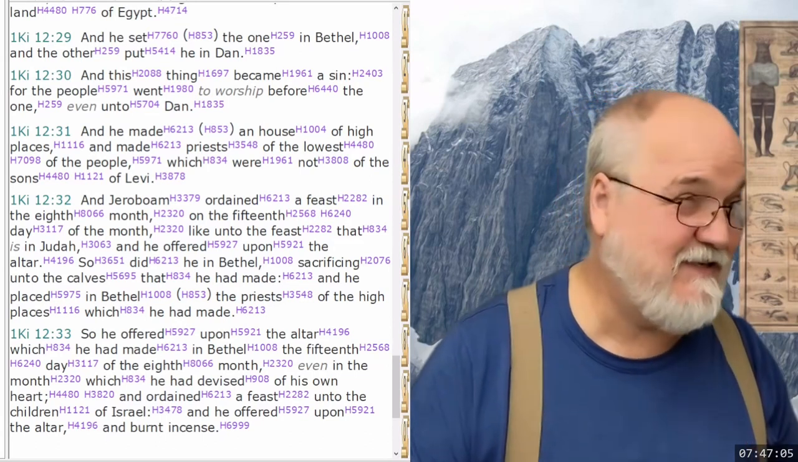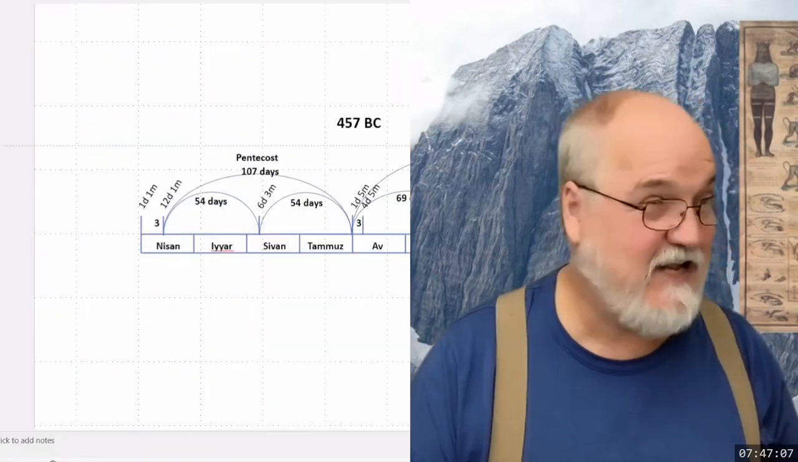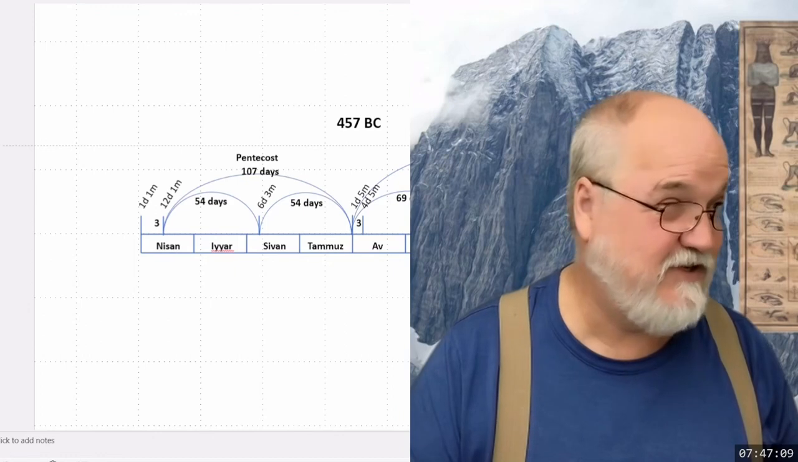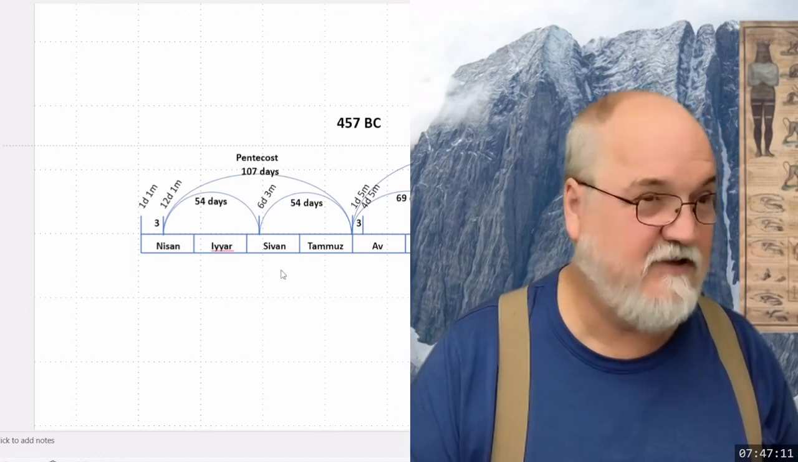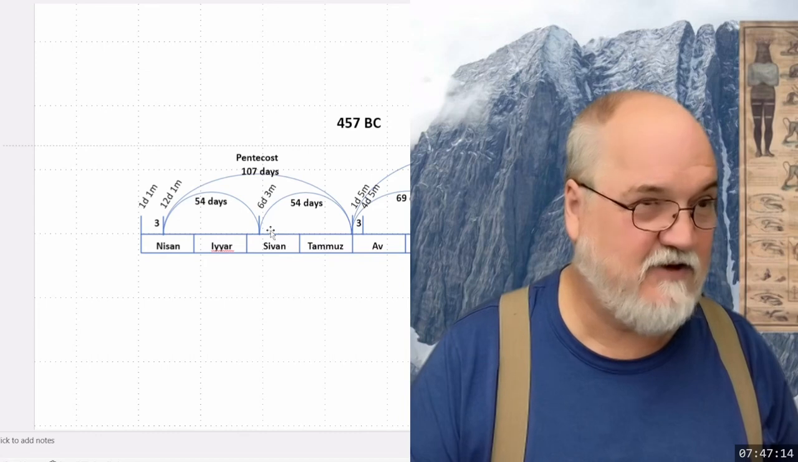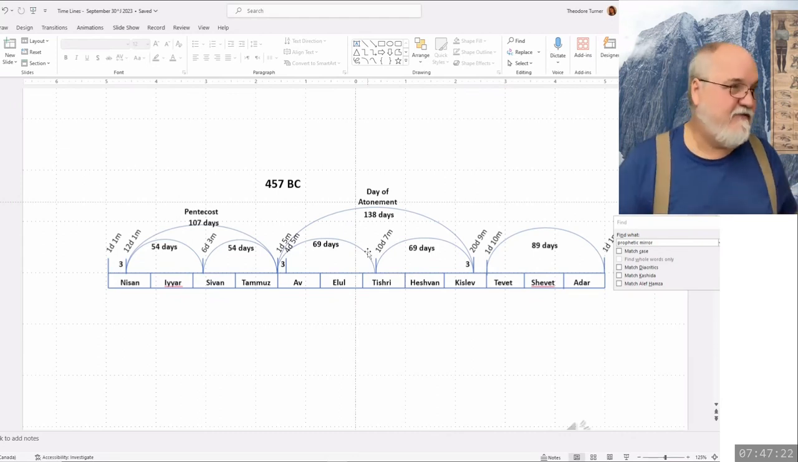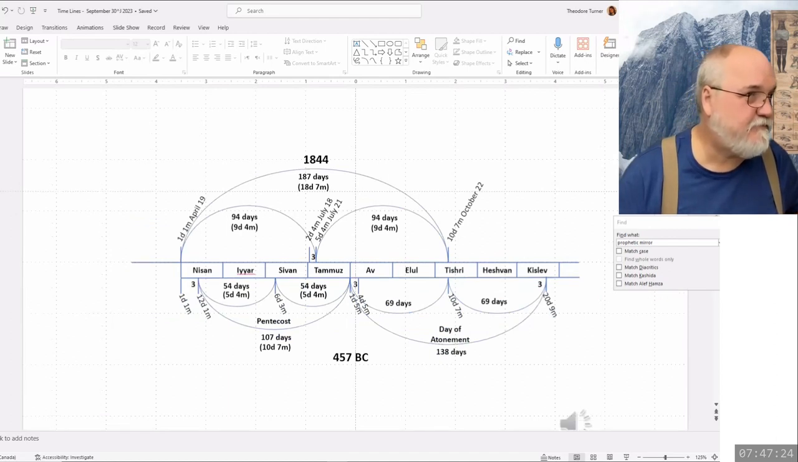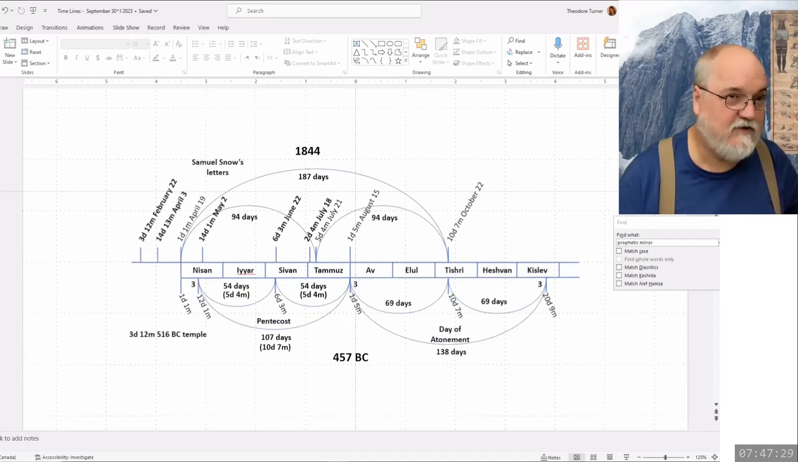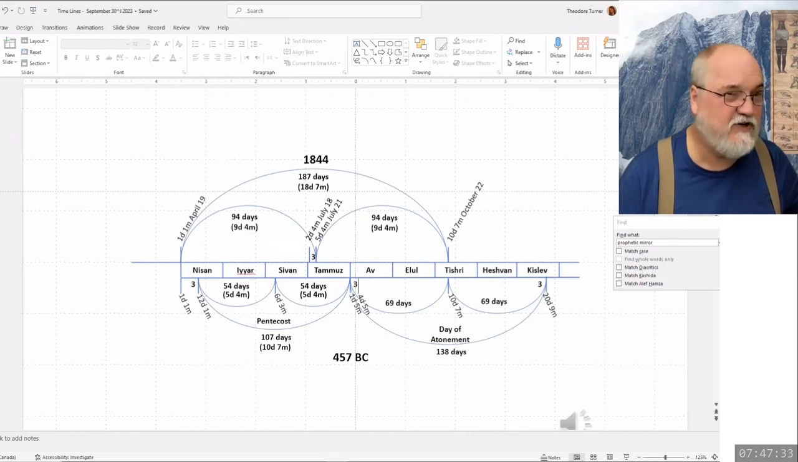So in 457 BC, we have this natural structure. It doesn't require a great deal of understanding of chronology or anything. You just need to know how to count, and you can see that you're going to have Pentecost and the Day of Atonement as the center here, okay? And then you're going to have, let's see if we can find the other one. There is another chiasm that occurs, but we don't generally refer to it. I just have to find it here.